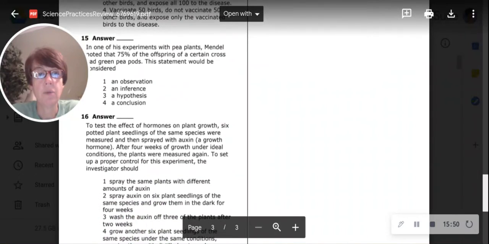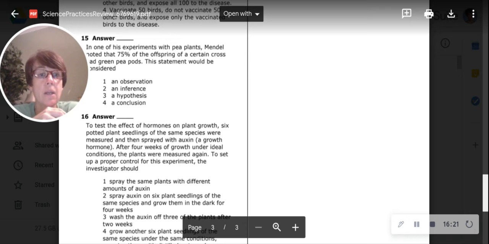All right, number 15. In one of his experiments with pea plants, Mendel noted that 75% of the offspring of a certain cross had green pea pods. That statement would be considered. So if he's noting something, that's the same as saying he's observing it. So he observed that 75% of the offspring of a cross between the yellow and the green had green pods. Okay, that's fine. So that's going to be an observation.